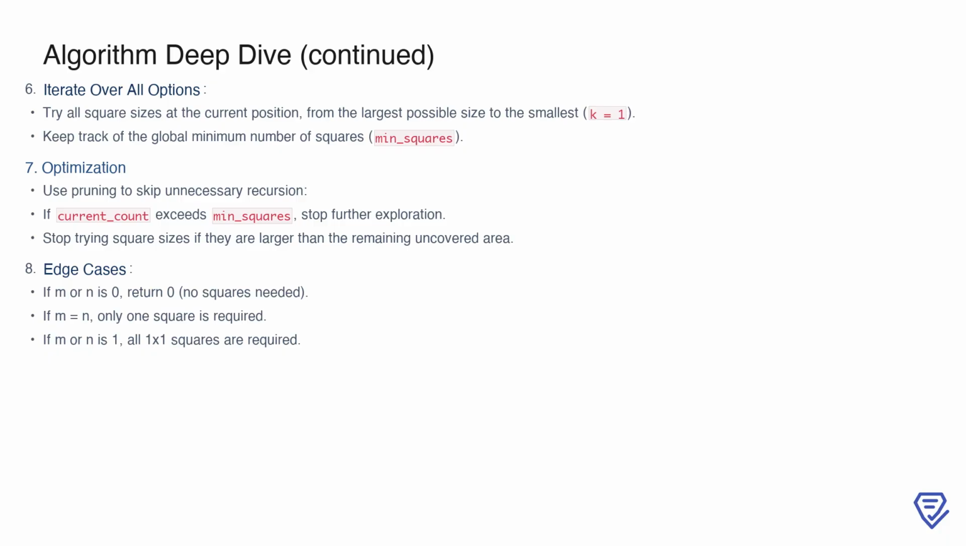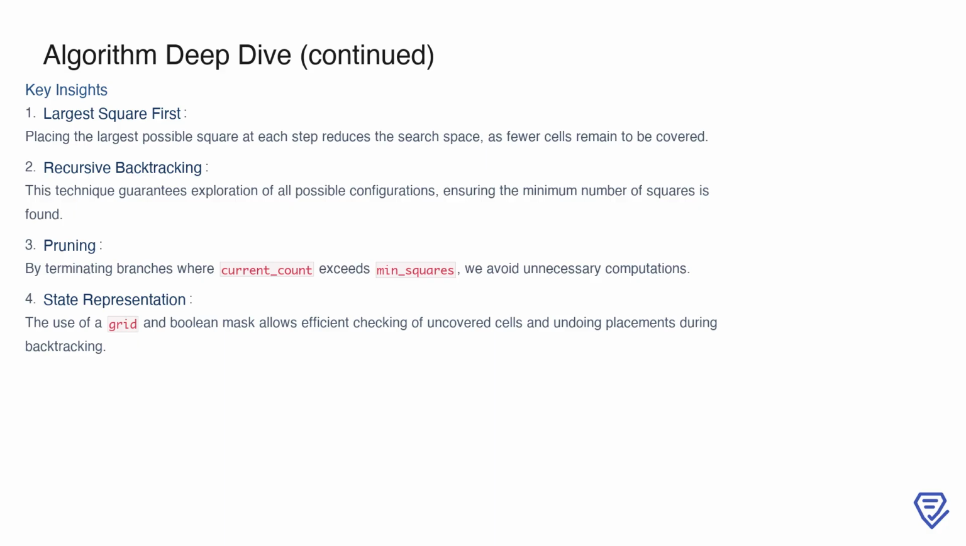Edge cases are also handled explicitly. For example, if the rectangle has 0 dimensions, no squares are required. If it's already a perfect square, only one square is needed. And for thin rectangles, like 1 x n grids, we know that only 1 by 1 squares are required to cover the entire area. There are a few key insights that make this algorithm work efficiently. First, placing the largest square possible at each step helps reduce the search space significantly, as it leaves fewer cells to cover.